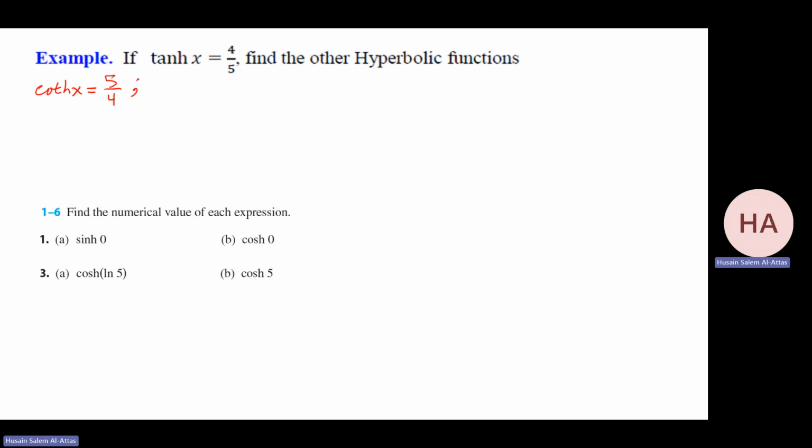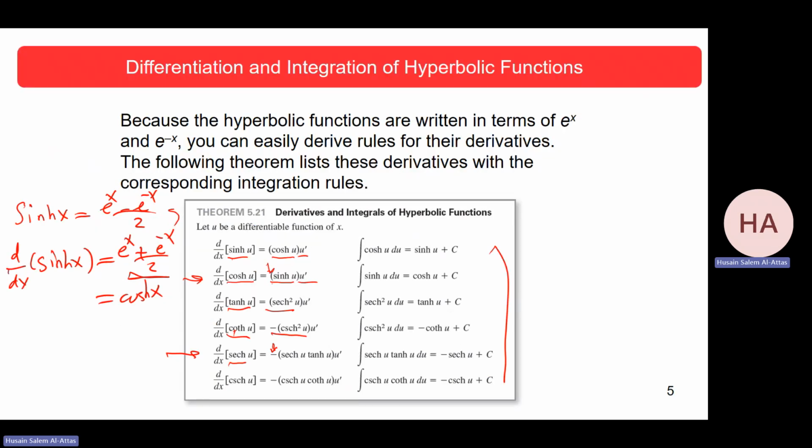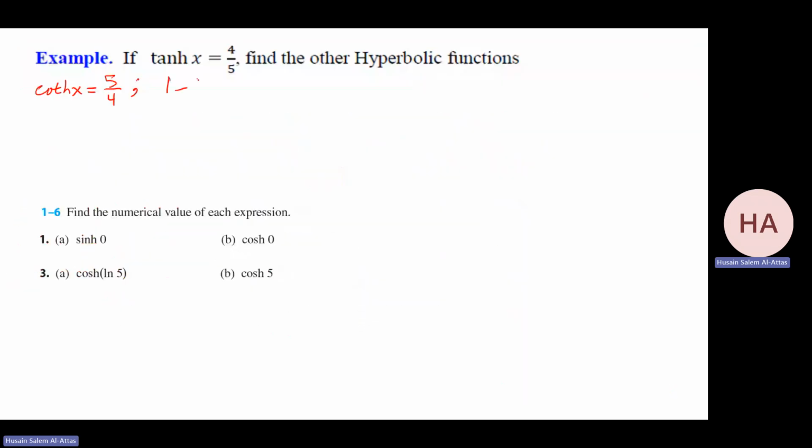Okay. Then also, if you look at the relations, I have this one, where I'm relating the tan hyperbolic with the secant hyperbolic. So I'll use that. I have 1 minus tan hyperbolic squared equals secant hyperbolic squared. Or in other words, which is this one.